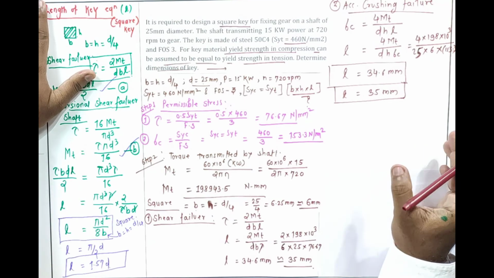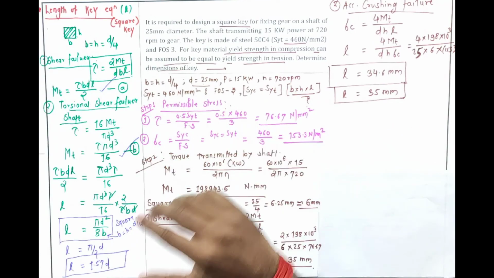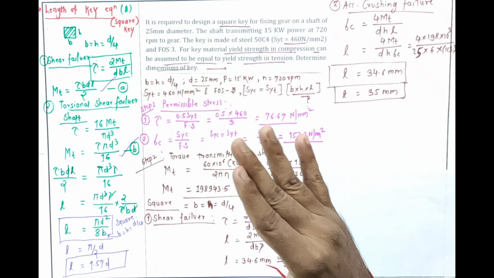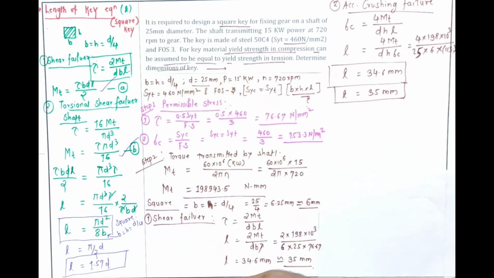Likewise we need to solve the numericals related to keys, and it is very simple. As we designed a shaft, the first step is permissible stress, the second is the calculation of the torque, and the third is the calculation of B, H and L from the stress point of view.